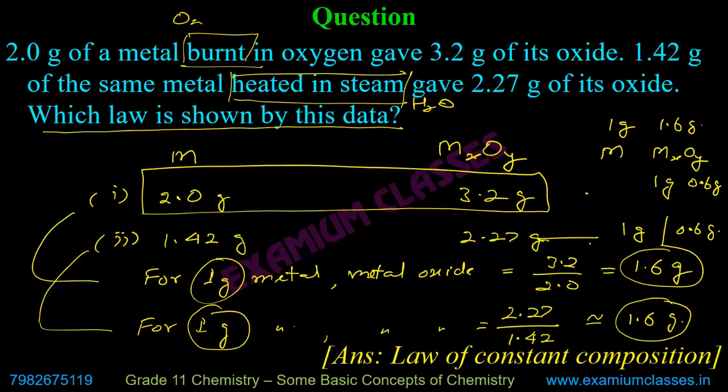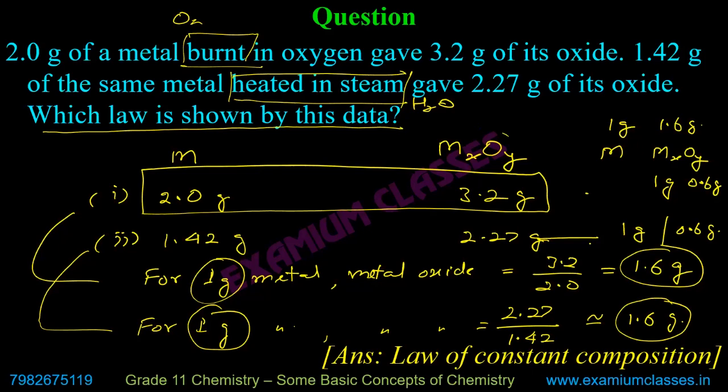One of the questions we are going to do, you will see. Yes, we can. That's why I said the approach is same. You will calculate for 1 gram. If the metal oxide is same, then it will be constant composition. If it is not same, then we will talk about the law of multiple proportions.